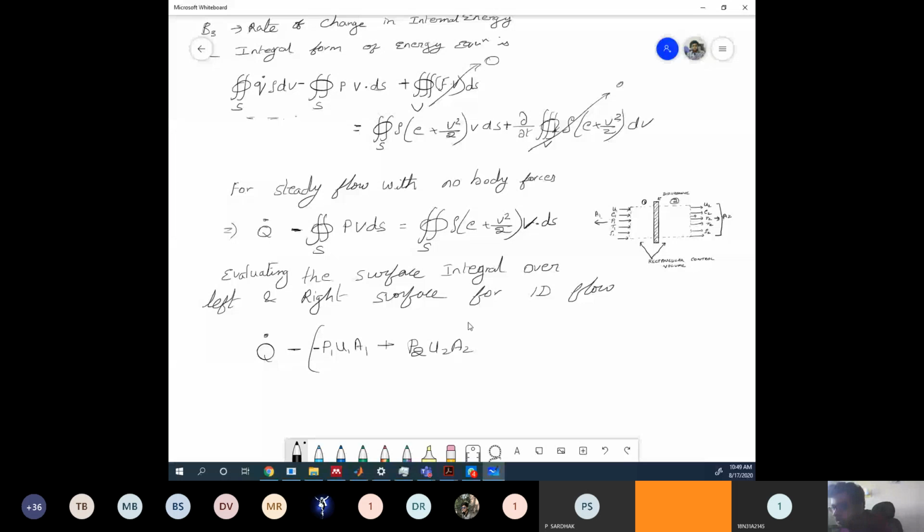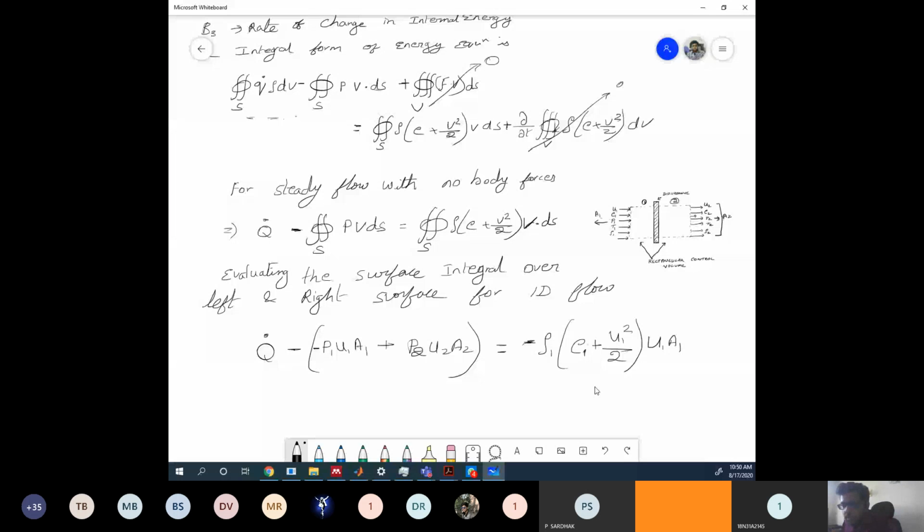And that will be equal to minus rho 1, so this term, rho 1, E1 plus U1 square by 2 into U1, A1. This minus is obviously for this face, since U1 and A1 are in opposite directions, that is why you have to take minus. And now plus for the other face, rho 2, E2 plus U2 square by 2 into U2 A2.